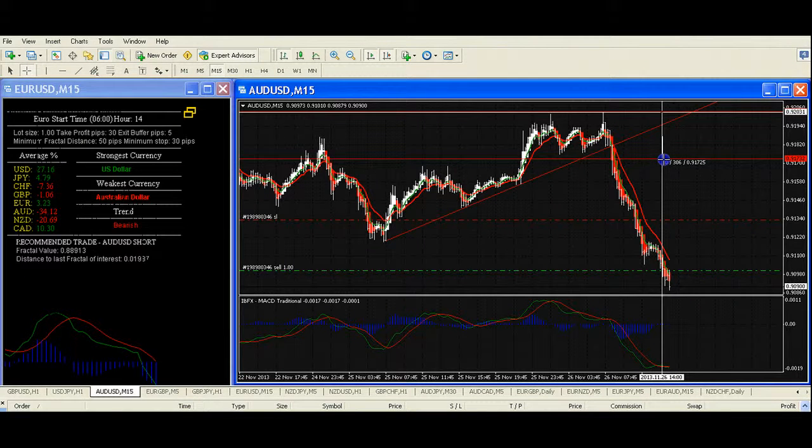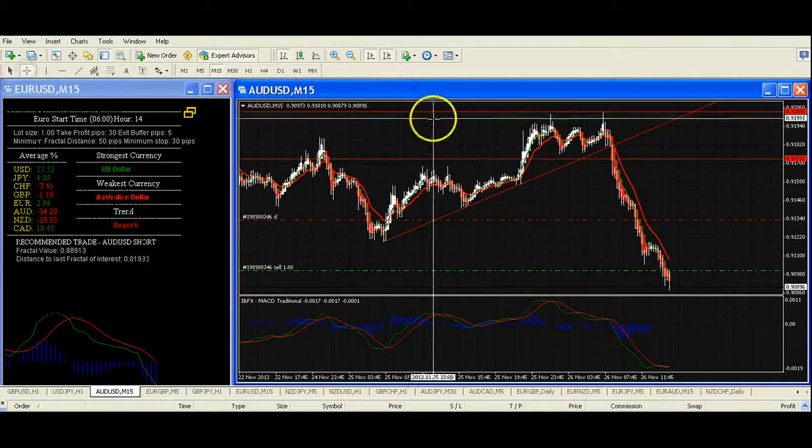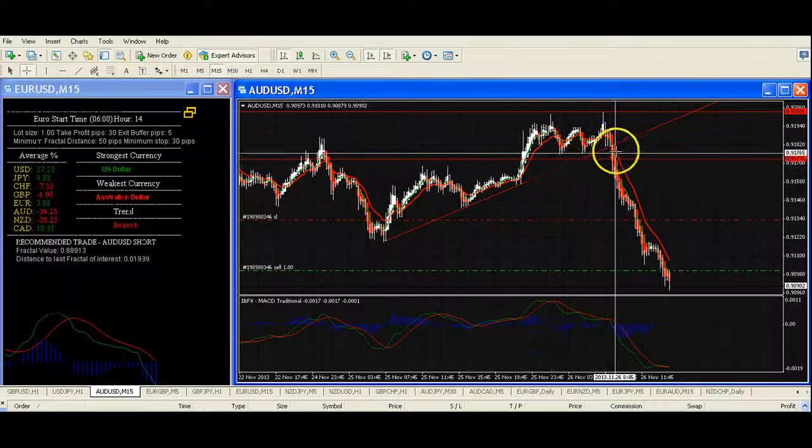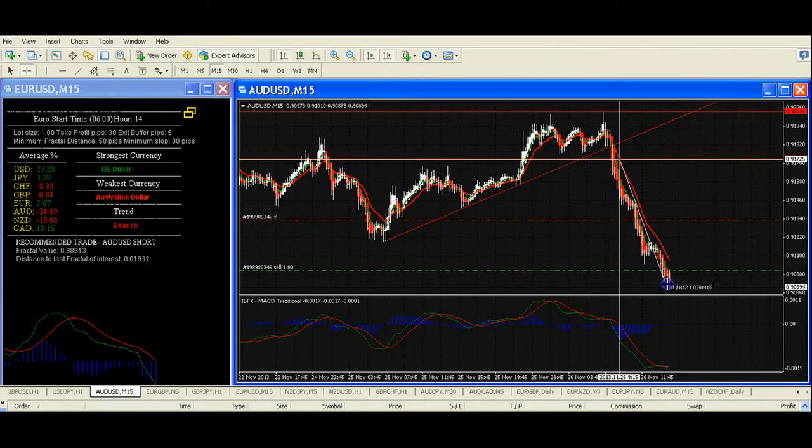We had a test of the high here, and it barely broke it, and then started to sell off all night during the European session. So thankfully we had our stop in place and we had our action plan, and it kept us from, you know, losing another 80 pips. So that's how we manage our trades once we're in them.